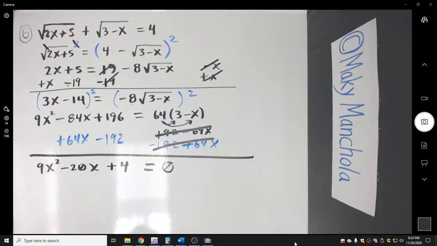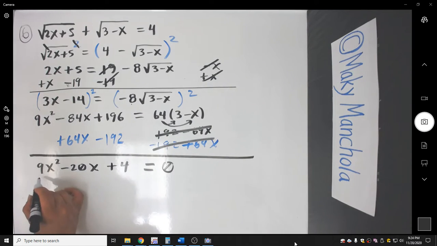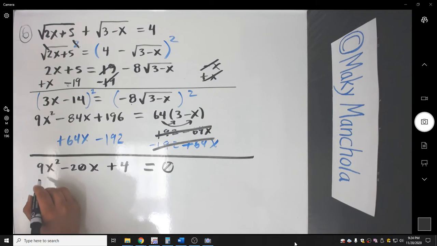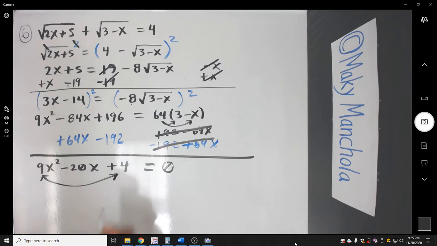Okay, now we want to solve this quadratic equation. Our first try should be factoring. Can we try factoring here? So in this case, we should use the grouping method because of this coefficient. The coefficient of x squared is 9, is not 1, so we should try the grouping method, the AC method. So we multiply a times c, 9 times 4, which is 36.